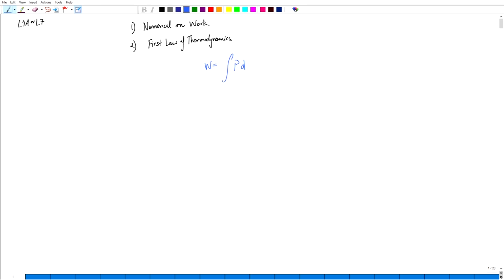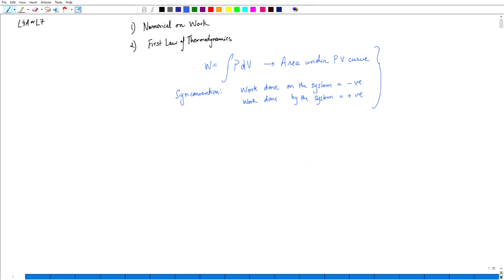In the last lecture we discussed that work is nothing but P dV, or it is the area under the PV curve, and we discussed the sign convention: work done on the system is taken to be negative and work done by the system is taken to be positive. So all these things you should remember while doing the numericals on work.